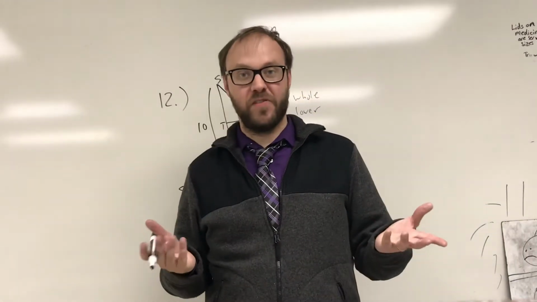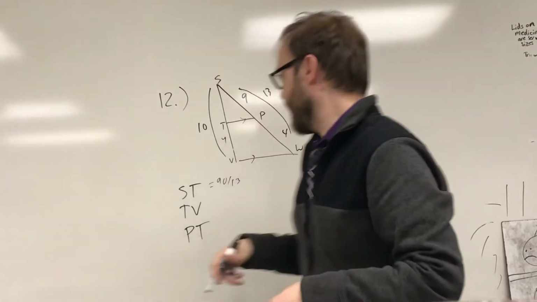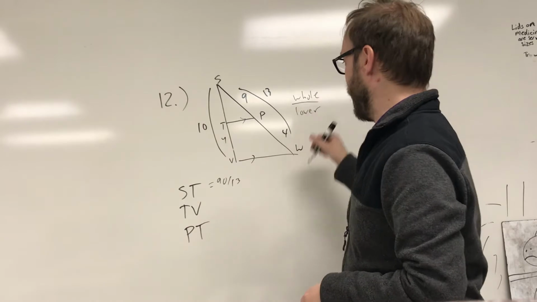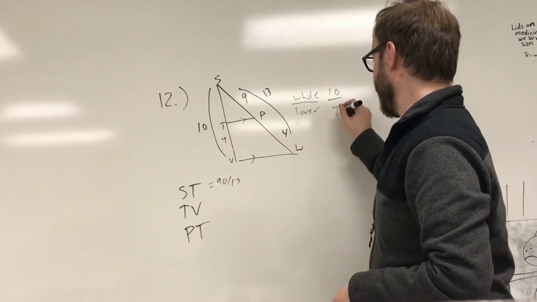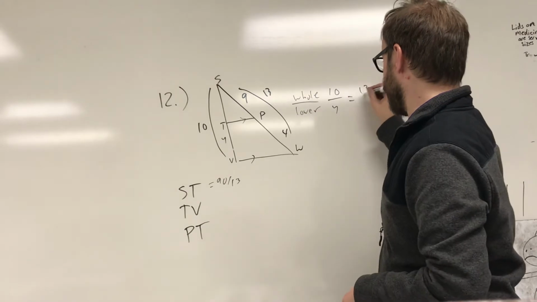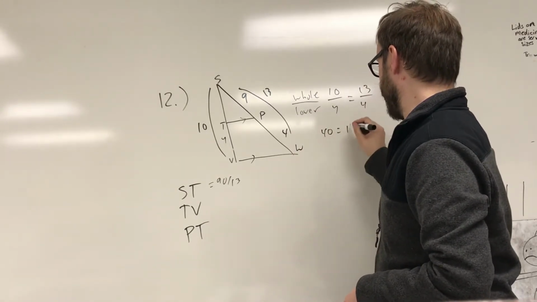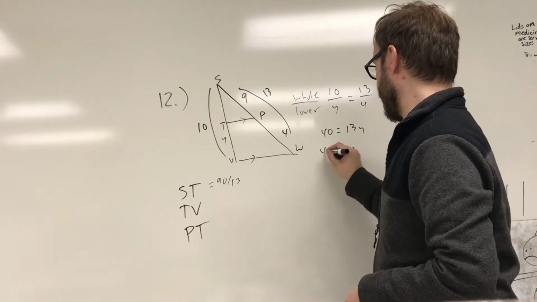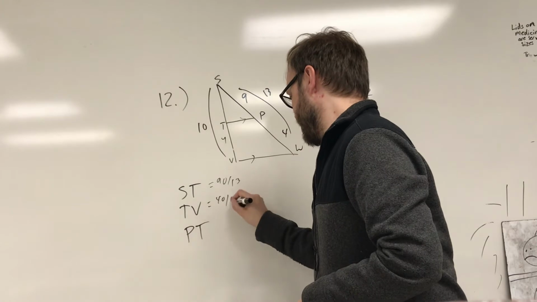Most of these problems are just about making sure the same thing gets in one ratio as in the other ratio. So I've got a whole over a lower. Whole part is 10 when the lower part is y. And the whole part over here is 13 when the lower part is 4. So you get 40 is equal to 13y. That means y is going to be 40 over 13. And that is our second part.